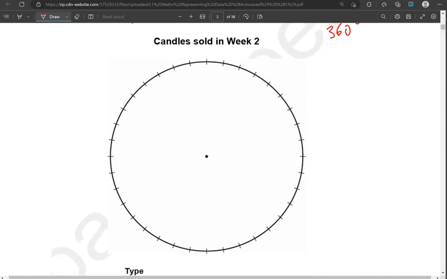So how many of them are there in total? Let's count them. We've got 1, 2, 3, 4, 5, 6, 7, 8, 9, 10, 11, 12, 13, 14, 15, 16, 17, 18, 19, 20, 21, 22, 23, 24, 25, 26, 27, 28, 29, 30, 31, 32, 33, 34, 35, 36. So 36 divisions representing 360 degrees. So one division is equal to 10 degrees. So one of these means 10 degrees.